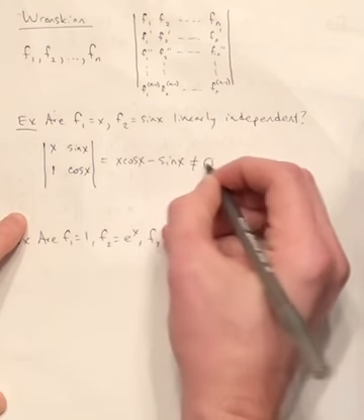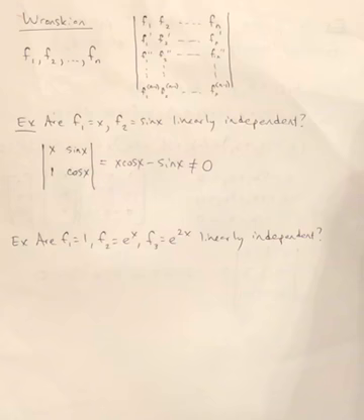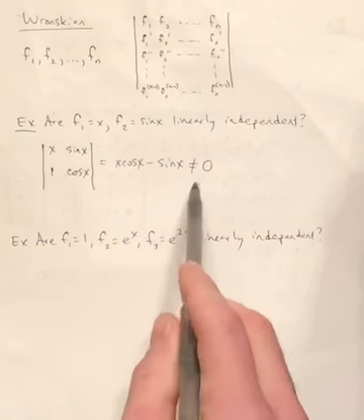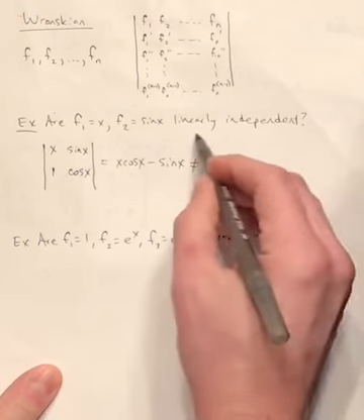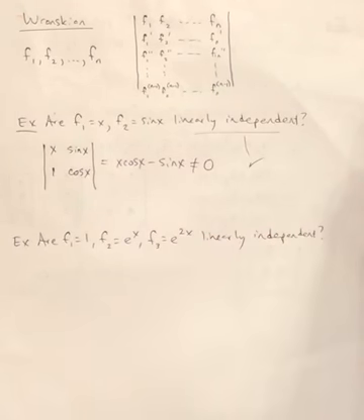And clearly that is not identically the 0 function. Are there x values that make this 0? Yes, x equals 0 is one of those. But this is not just the 0 function all the time. And so therefore, because this is not 0, these are linearly independent.